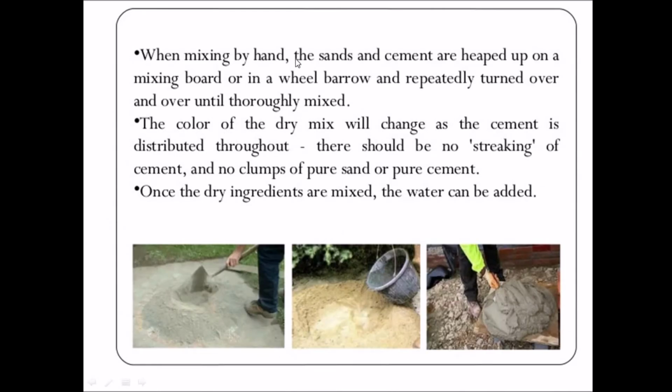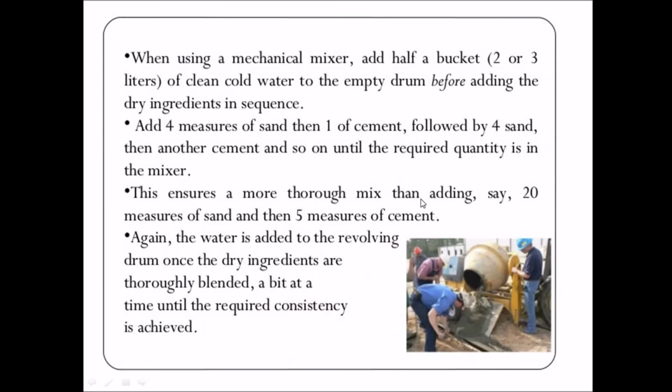Mixing by hand, the sand and cement are heaped up on a mixing board or in a wheelbarrow and repeatedly turned over and over until thoroughly mixed. The color of the dry mix will change as the cement is distributed throughout. There should be no streaking of cement and no clumps of pure sand or pure cement. Once the dry ingredients are mixed, the water can be added.